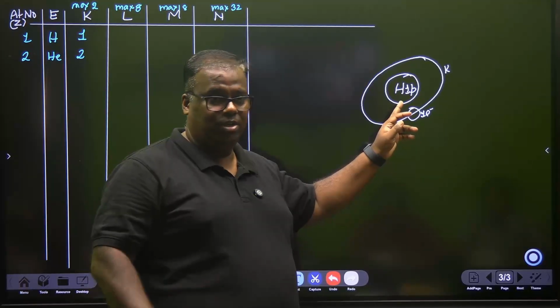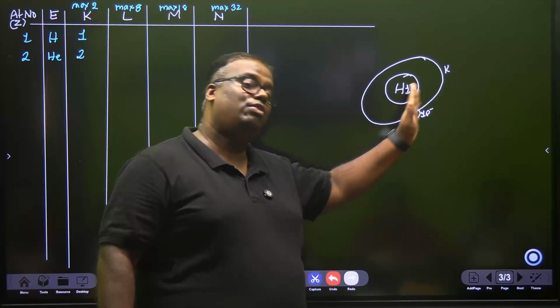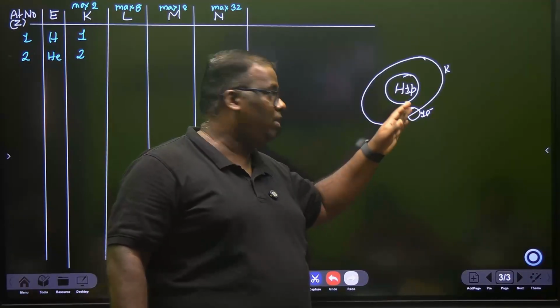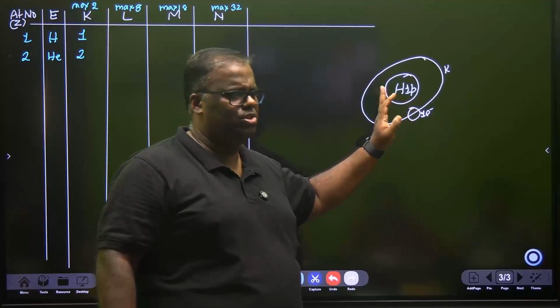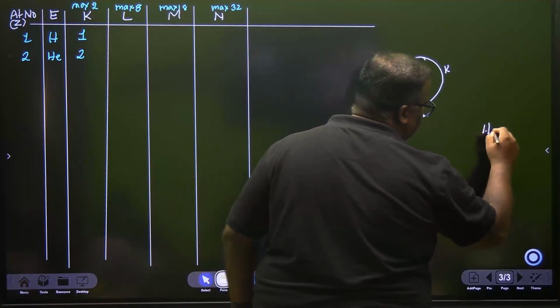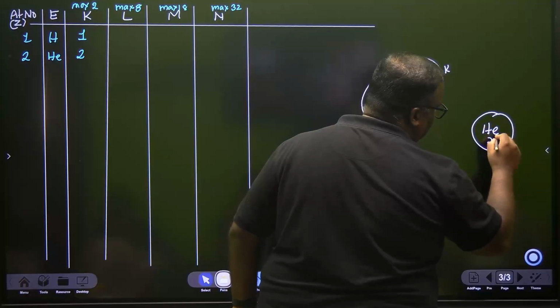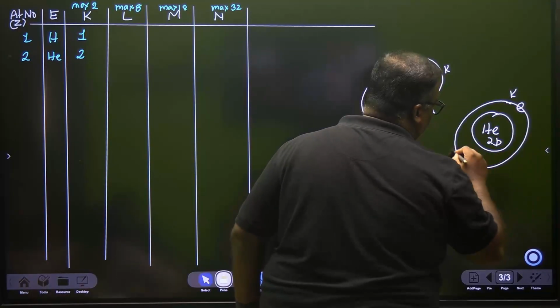Hydrogen does not have any neutron. That also we will see later. There are different forms of hydrogen, but the hydrogen that you are aware of does not have any neutron. This atom is called protium. We'll see later. And if you want to see how helium looks like, helium is this. Helium has got 2 protons and the same K shell, but 2 electrons are orbiting.